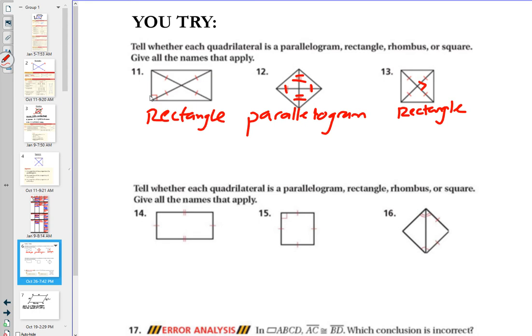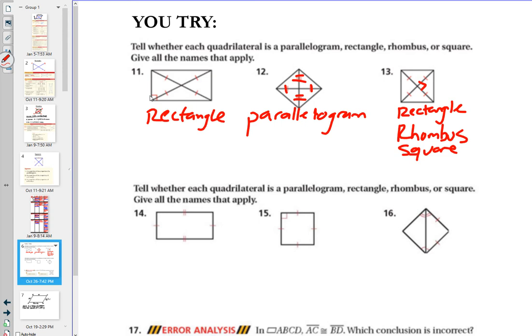What does that make it? The fact that the diagonals are perpendicular. A what? No, the diagonals are not perpendicular on a rectangle. A rhombus, good. A rhombus. And then on any quadrilateral, if a quadrilateral is both a rectangle and a rhombus, then it has to also be a square. Yeah, if it's both of these, then it has to be a square.